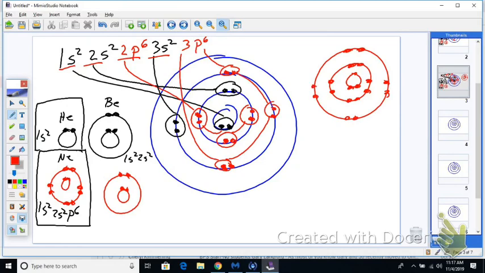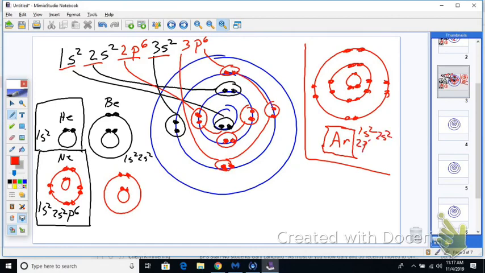So look at similarities between argon and neon. Do you see anything that's the same between the two? The first 2 levels are filled. Okay, is the third level filled for argon? No, not all the way.